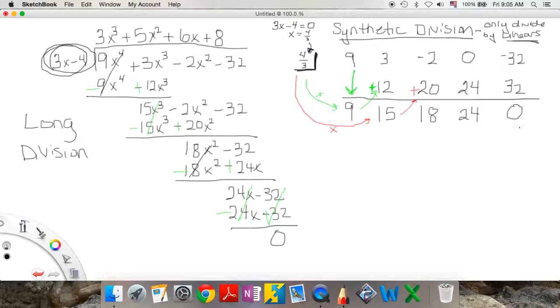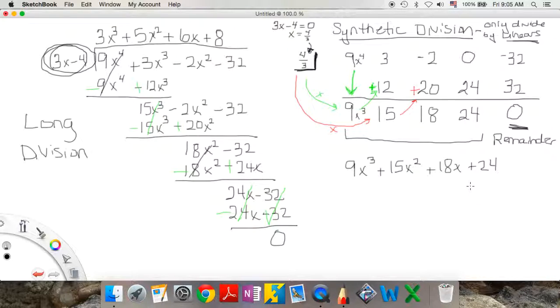This is 0. When this is your remainder, if we had done this with long division, and then this is your answer. Because this started out with an x to the 4th, your answer starts down here with an x cubed. So our answer is 9x cubed plus 15x squared plus 18x plus 24.